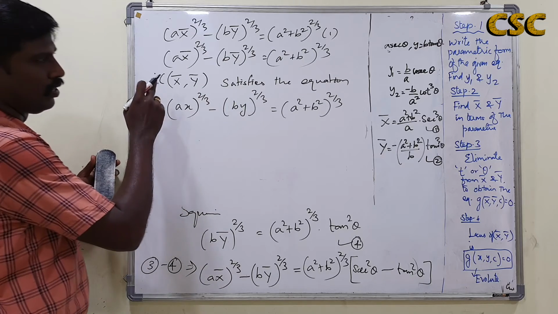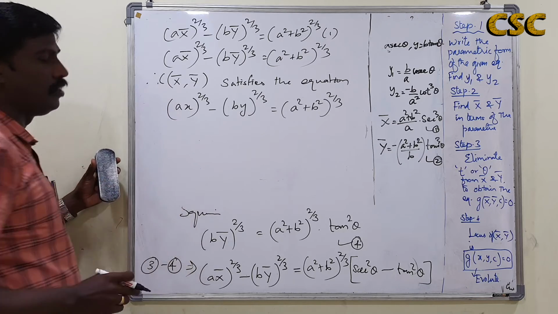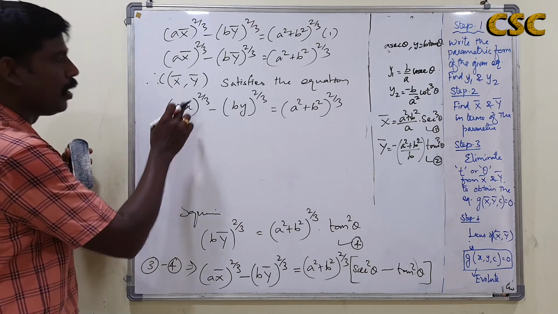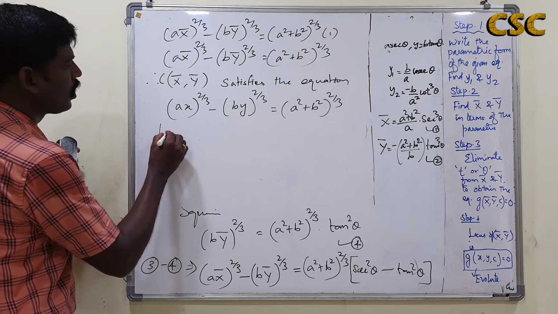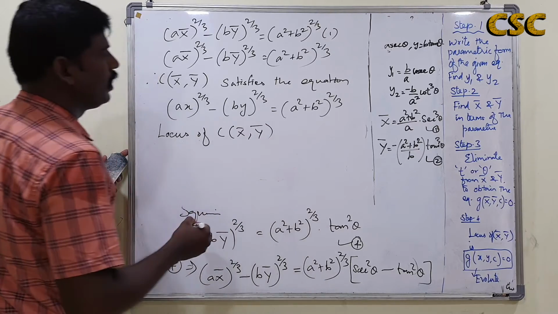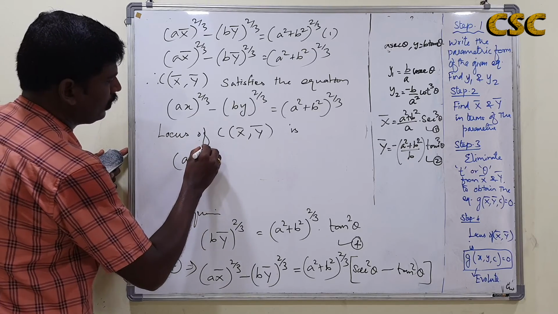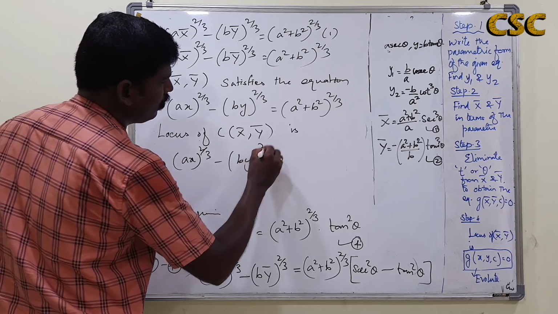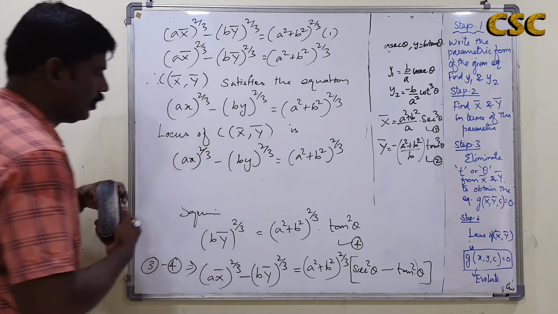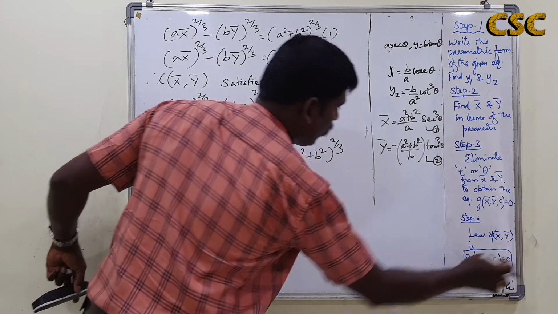So all centers of curvature lie on this curve. The center of curvature lies completely on this curve. Therefore, the locus of the center of curvature is nothing but the evolute. The locus of the center of curvature is a x to the power 2/3 minus b y to the power 2/3 equal to (a square plus b square) to the power 2/3.